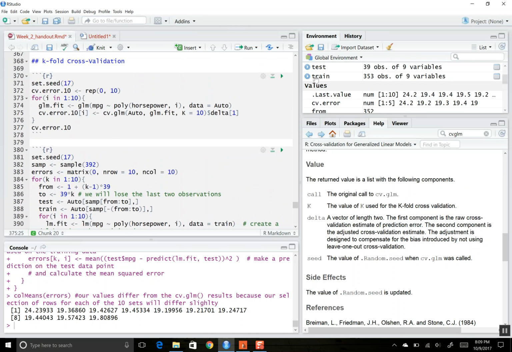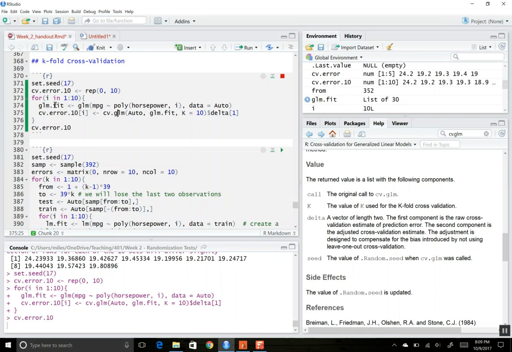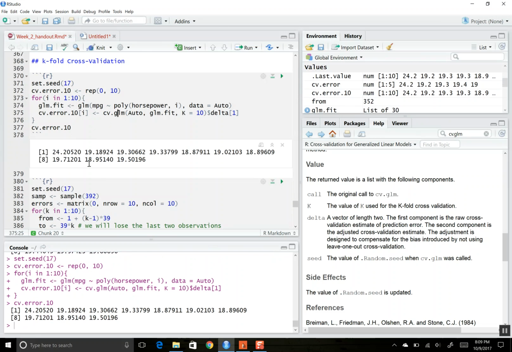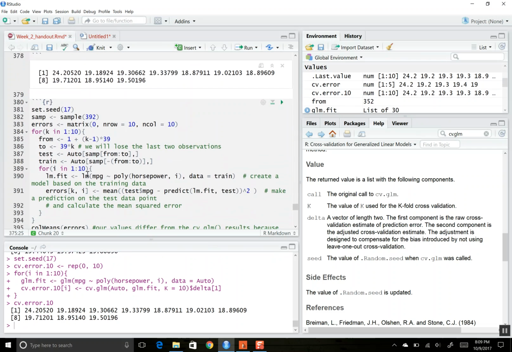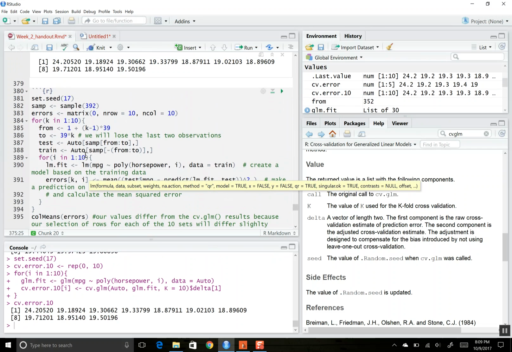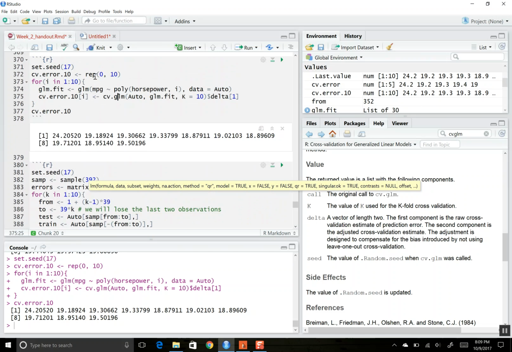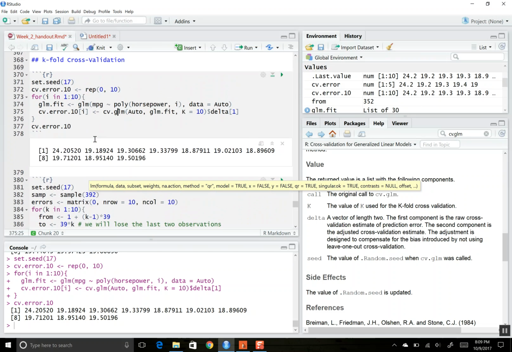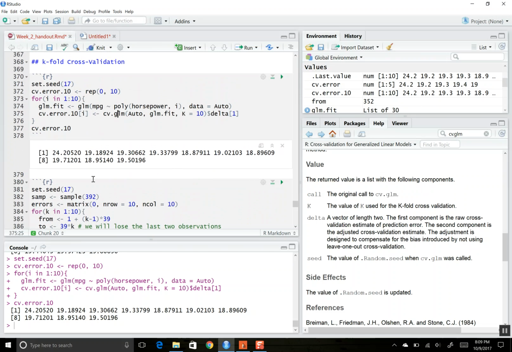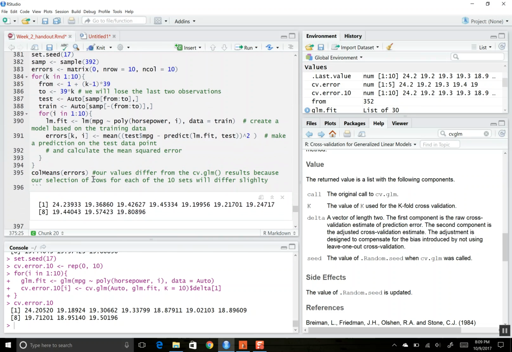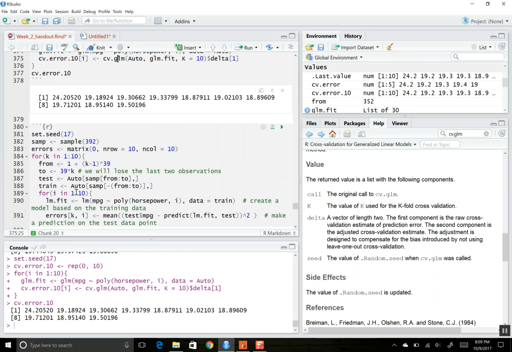I'm not entirely sure how the cross-validation errors get selected. My cross-validation errors do differ a little bit from the cross-validation errors that are calculated over here. But they are quite similar to each other. They're off by, it looks like, less than 1 percentage point. So that's good, right?